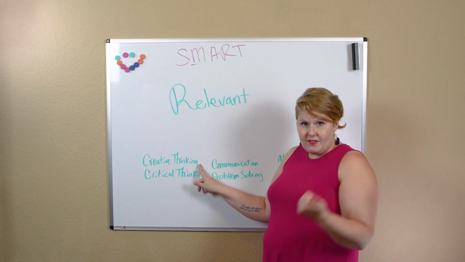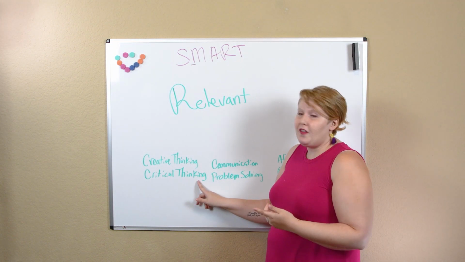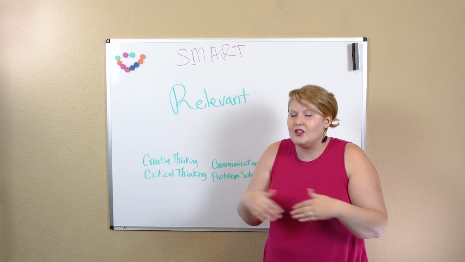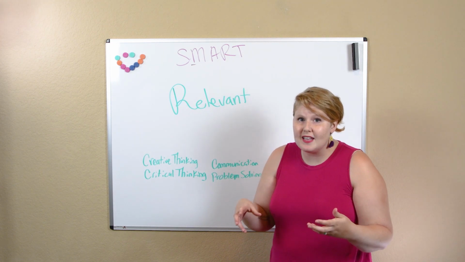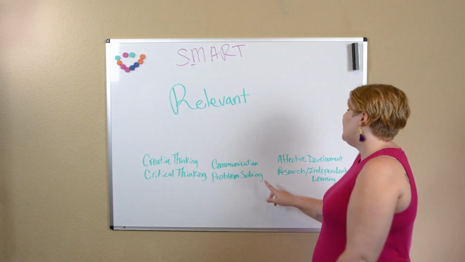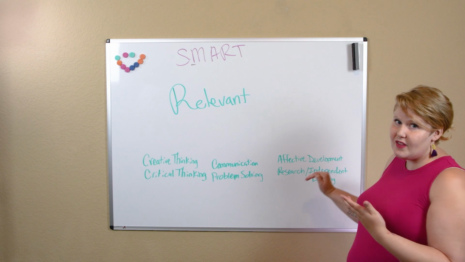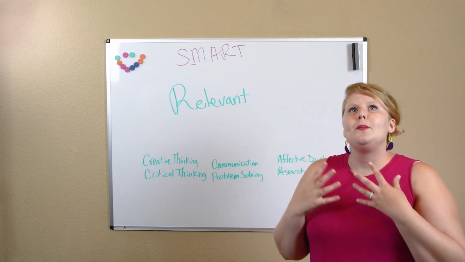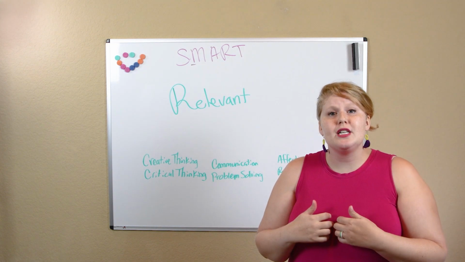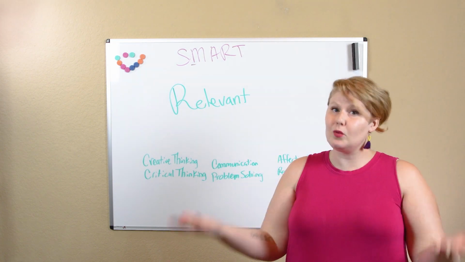Now we have creative thinking, so thinking creatively, they think you should do that. Critical thinking, which means thinking like a detective, looking for clues and figuring things out. Communication, everyone should be able to communicate, right? Problem solving, solving problems. Then we have affective development, which means being able to be in control of your emotions, understanding your emotions, and knowing how to process and deal with them.